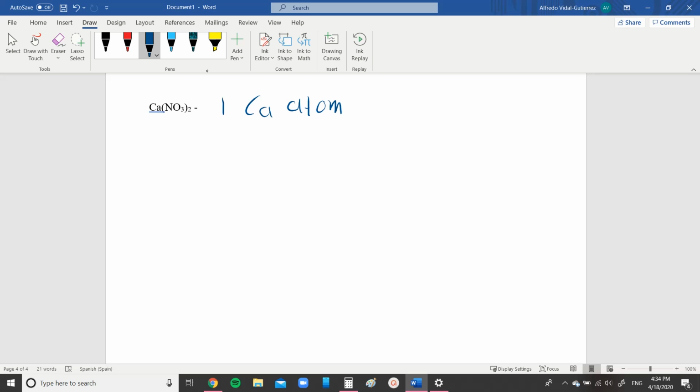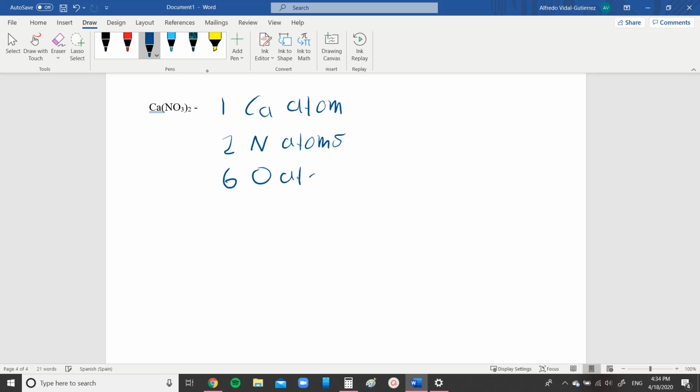And so the way that you do that is you take whatever subscript is below each of these elements. So in the case of nitrogen, you have a 1 under it. In the case of oxygen, you have a 3. And then you multiply it by whatever subscript is on the outside of the parentheses. So here it'd just be 1 times 2. So you have 2 nitrogen atoms. And for oxygen, you have 3 times 2. So that'd be 6 oxygen atoms.